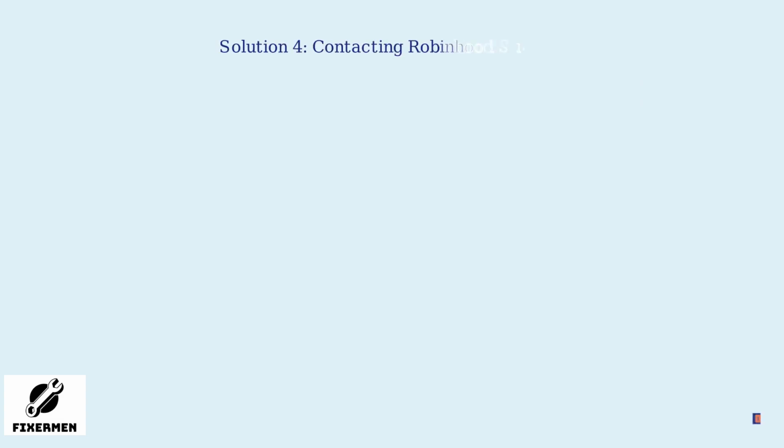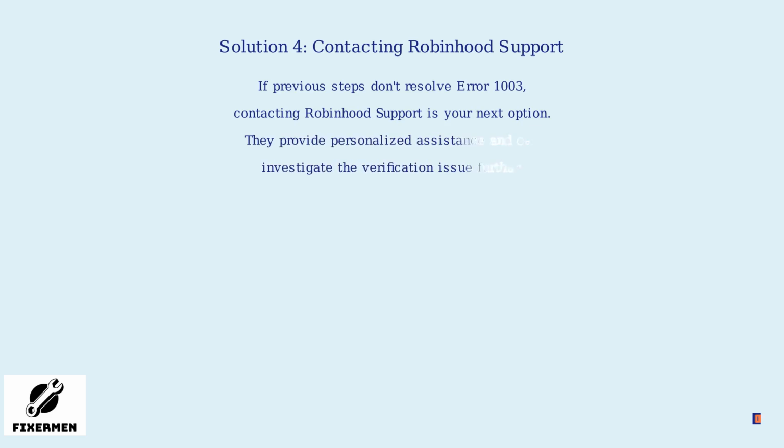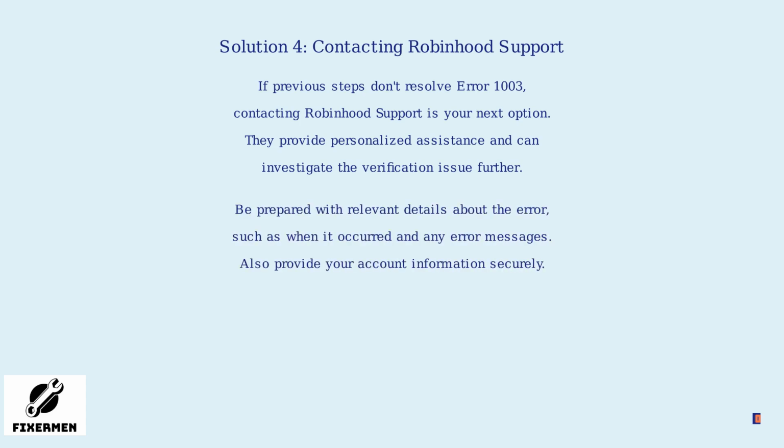If the previous troubleshooting steps don't resolve Robinhood error code 1003, your next option is to contact Robinhood support directly. They offer personalized assistance and can investigate the verification issue more deeply than automated systems allow. To get the best help, be prepared with specific details about the error. Include when it occurred, what you were trying to do, and any exact error messages you received. You'll also need to provide your account information securely through their verified channels.